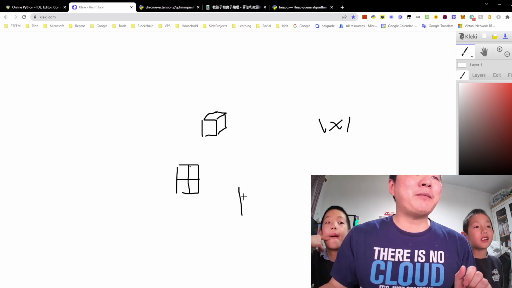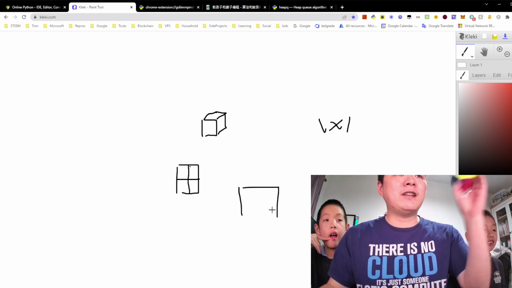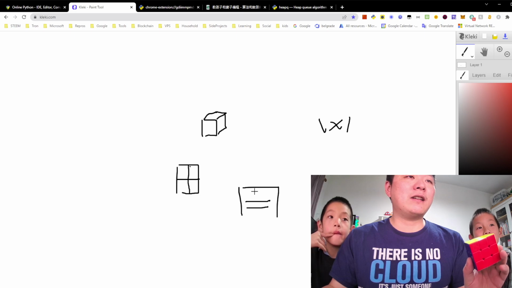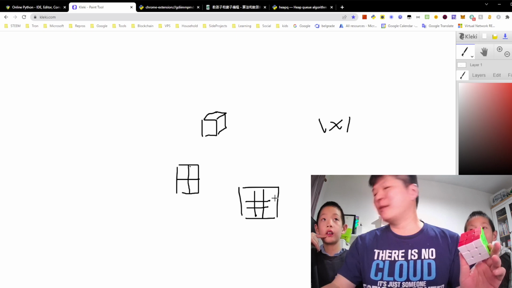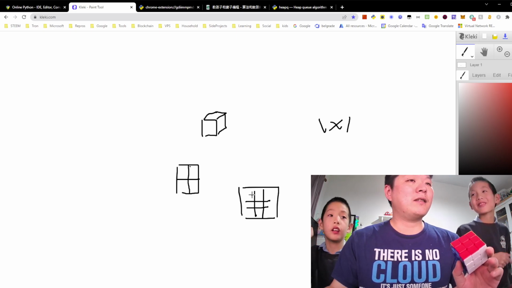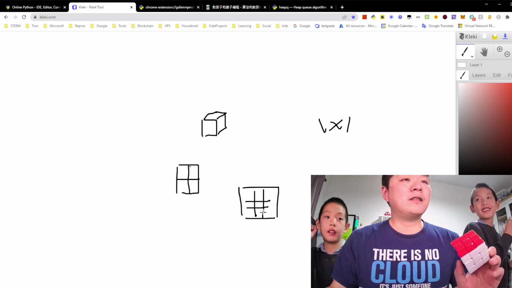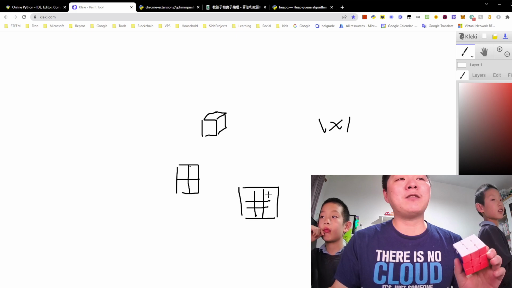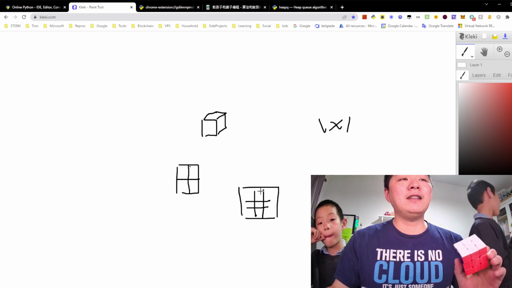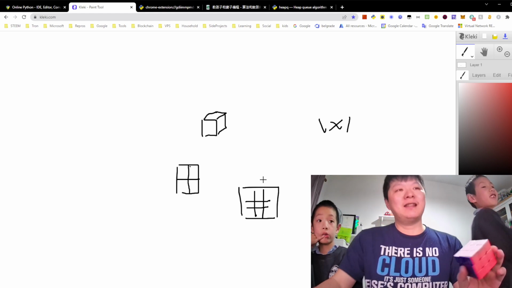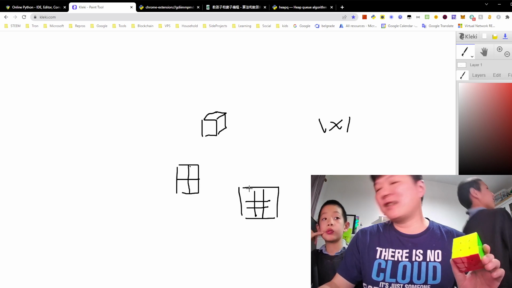And then how about the 3 by 3? Let's consider the 3 by 3. How many squares? 13. So there are 9 little ones, 4 medium ones, and one big one, right? But for the rectangles, it'll be much trickier.